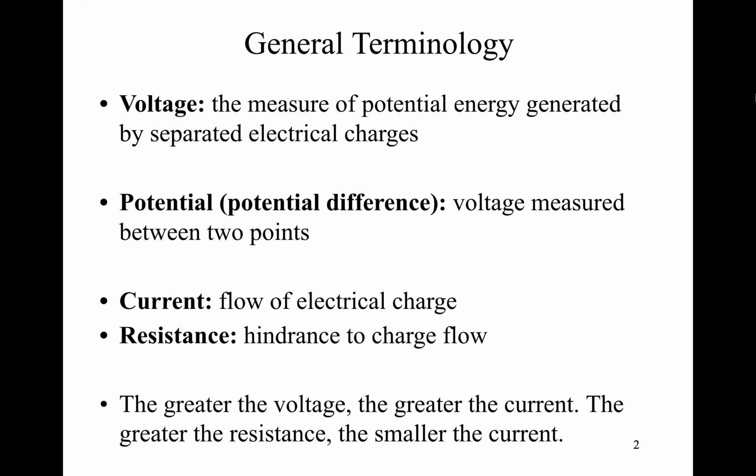Current is defined as the flow of electrical charges. So charged molecules are known as ions. Ions are going to move according to their chemical gradient, so their electrochemical gradient. In other words, they're going to move from an area of high concentration to an area of low concentration, based on the concentration difference, or down their concentration gradient.